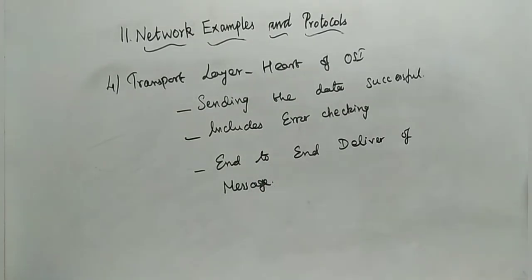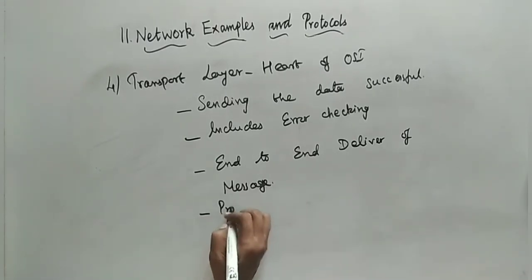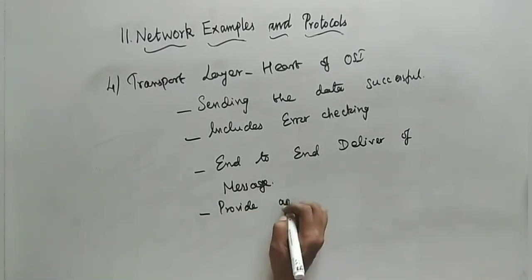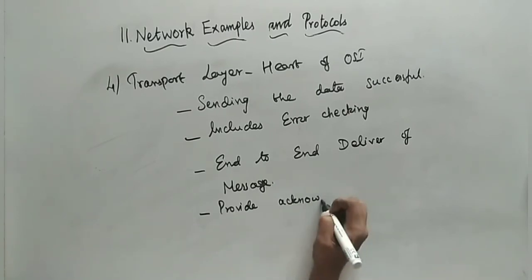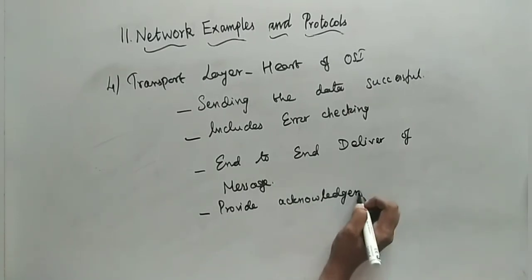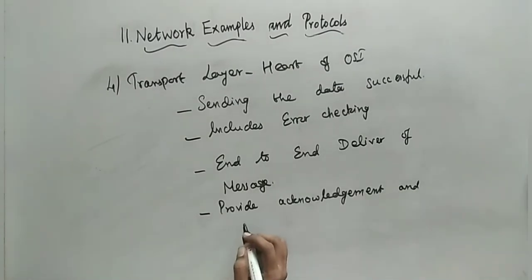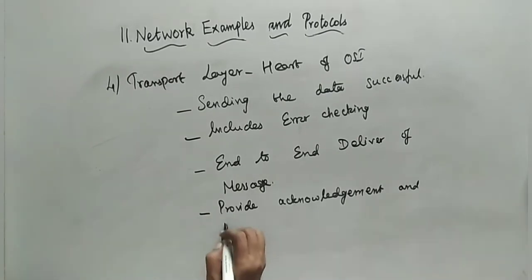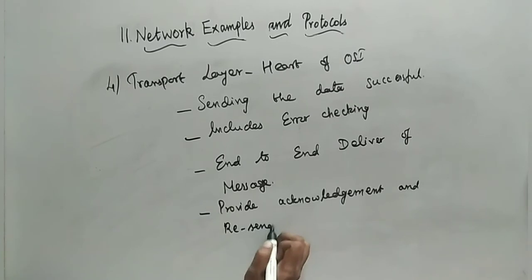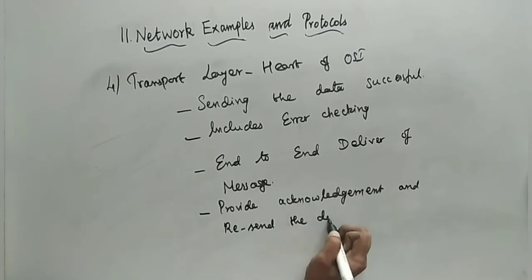And it provides acknowledgement. It is going to provide acknowledgement when you are sending data from one end to another. You will get an acknowledgement that your data is received. And if you have any error, if the data that you have sent does not reach the end properly, it is going to resend the data. So these are all done in the transport layer. The data in this layer is called a segment.